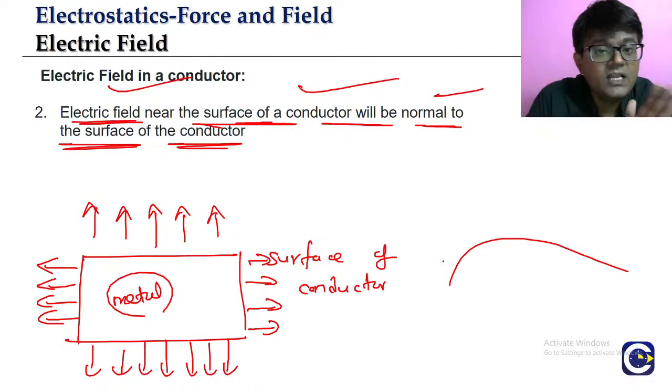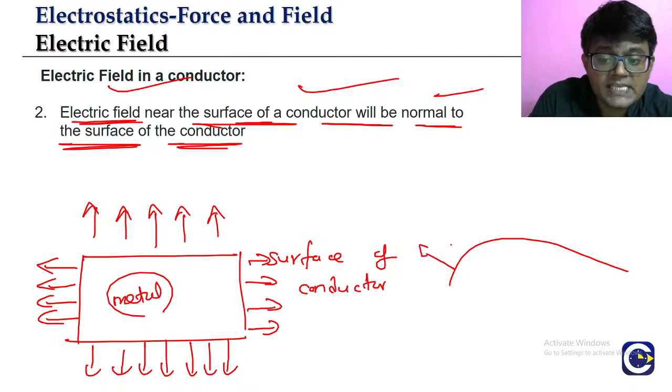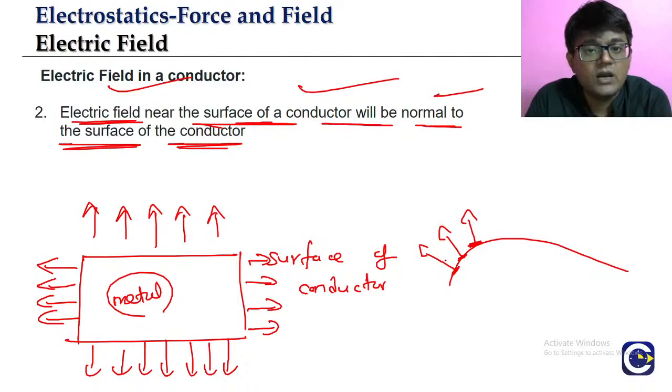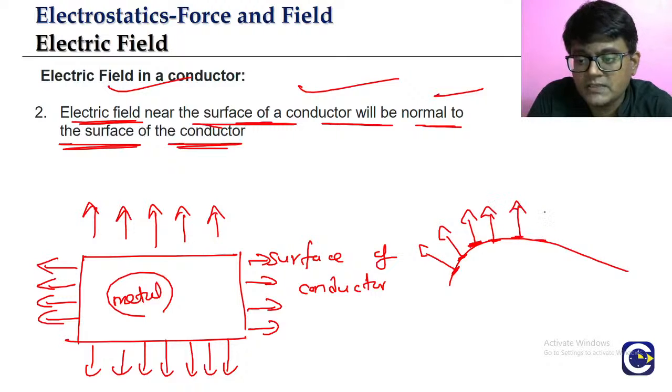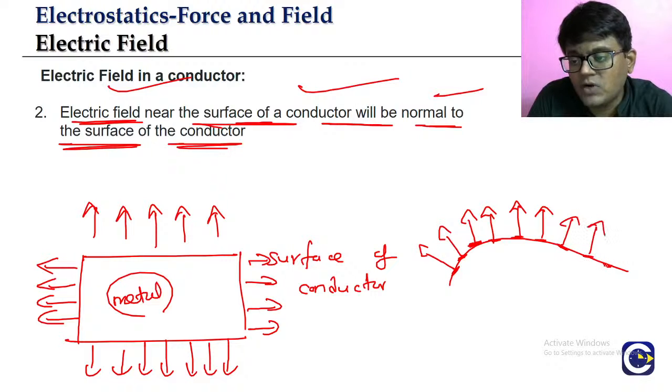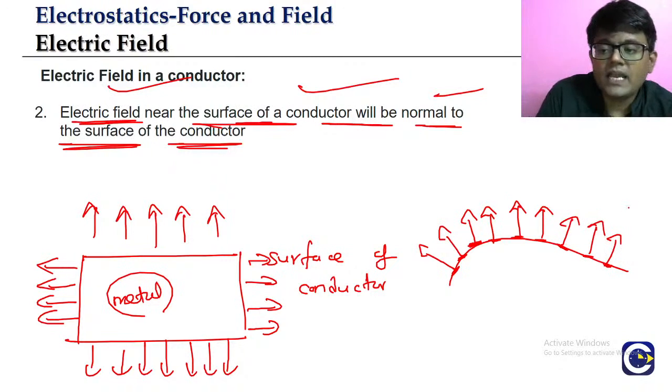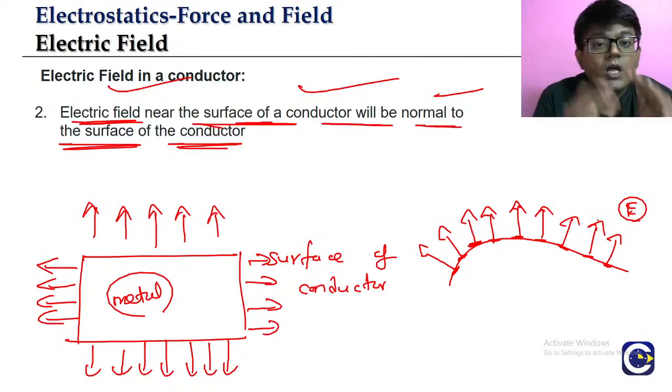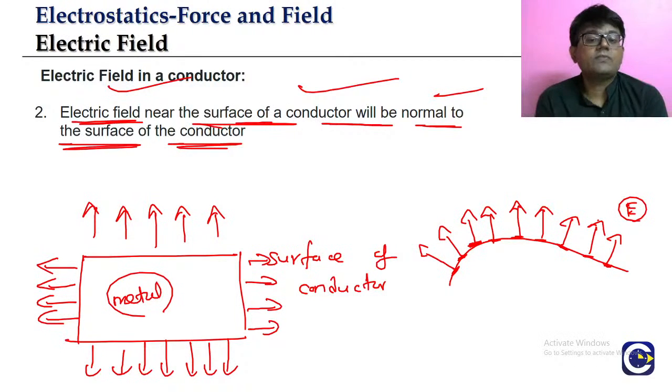Look at a curved surface. In a curved surface, the orientation of the normal keeps changing. To get the normal, we have to draw the tangent, and the normal direction is perpendicular to the tangent. So the orientation of the normal for a curved surface keeps on changing. But the electric field will always be normal to the surface of the conductor.